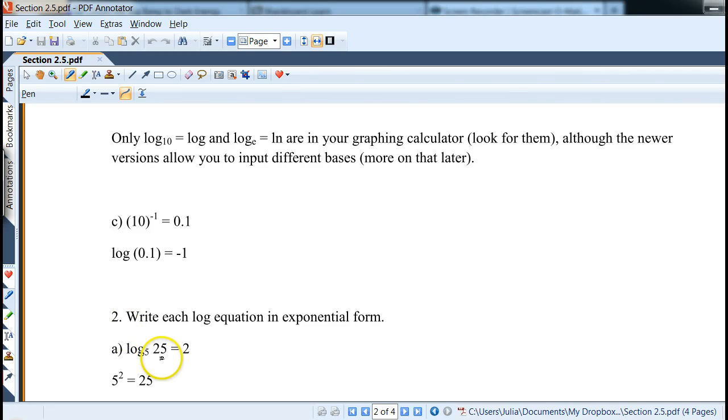Now we can do the same thing backwards. If you have log base 5 of 25 is equal to 2, you can translate it in this way. 5 is the base to the power of 2 is equal to 25. Okay?